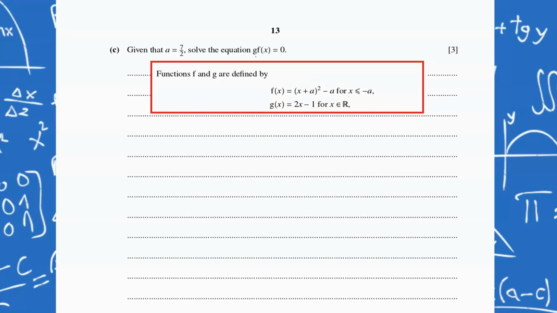And now they say g of f of x is equal to 0. So that's basically g of f of x. f of x is (x + a)² - a, so let me put another bracket. So it's (x + a)² - a. So g of this is equal to 0. Now the function g is such that g of x is 2x - 1. So basically 2 times ((x + a)² - a), all right, minus 1 is equal to 0.